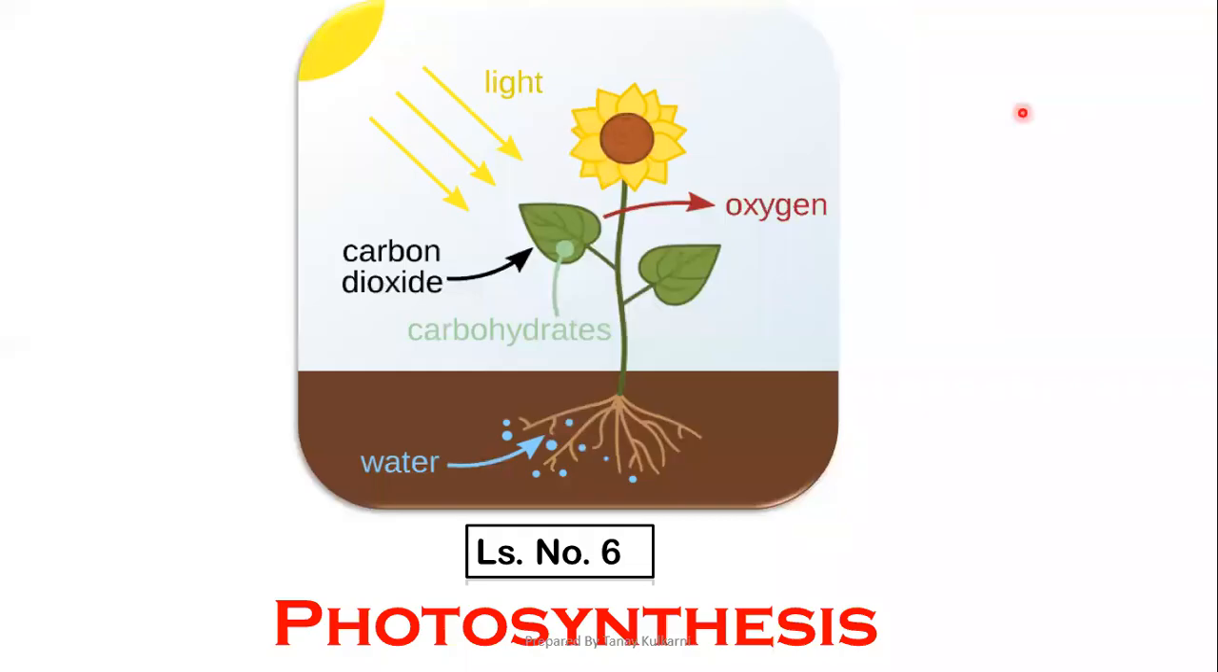Good morning, students. Today we are going to start with lesson number 6, that is photosynthesis. It is a part of plant physiology. First, we had studied absorption of water, second, transpiration. Now, this is the third part of plant physiology, that is photosynthesis.